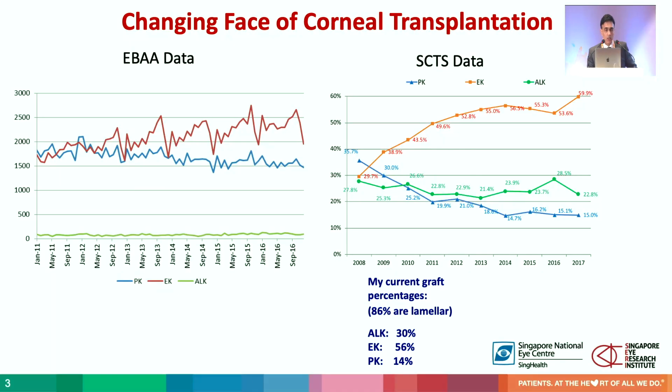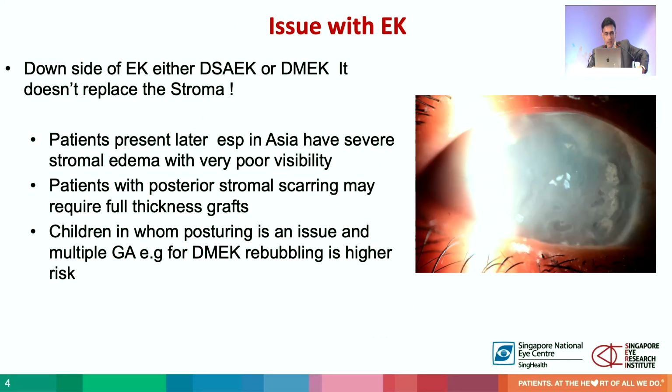That's great. Okay, so all of you will be aware that there's been a changing face of corneal transplantation over the last decade and a half, and endothelial keratoplasty is now overwhelmingly becoming the most common surgical procedure that we do. But the downside of EK, whether you do DSEK or DMEK, is of course that it doesn't replace the stroma. And many patients present with advanced corneal stromal scarring, as we can see in this example, especially in Asia, where they may present late to the clinician to undergo some sort of therapy.